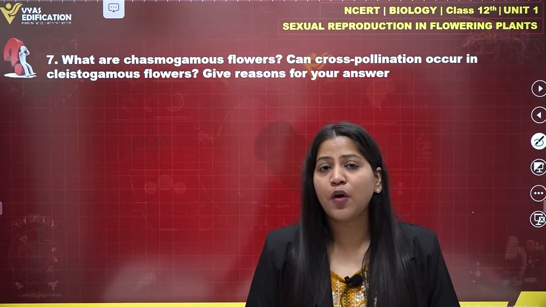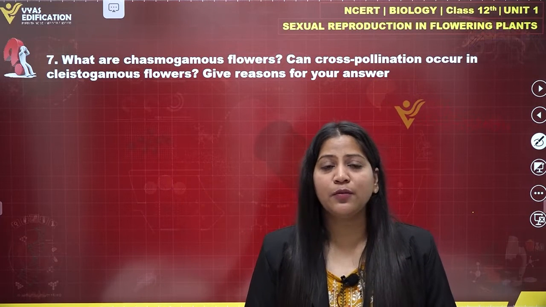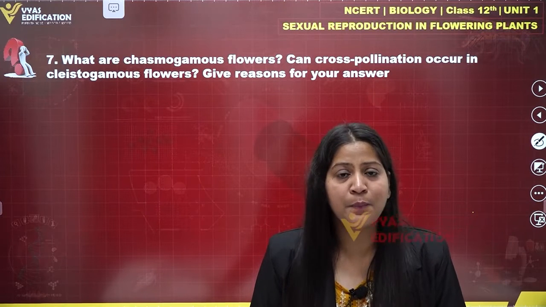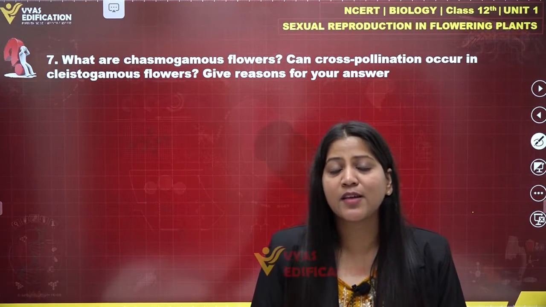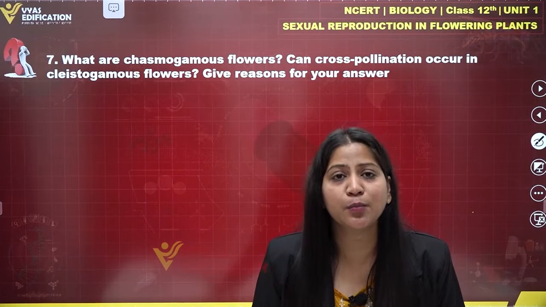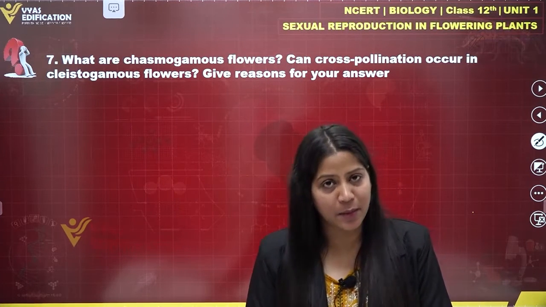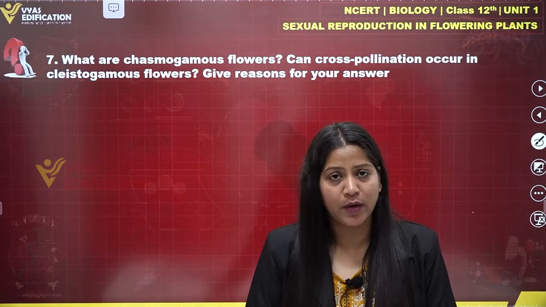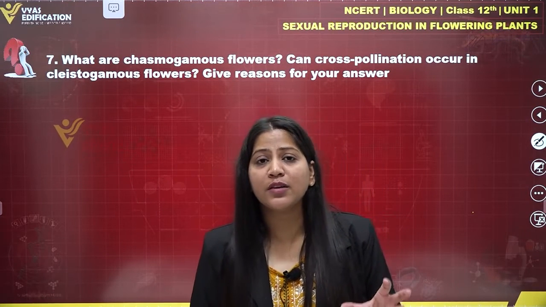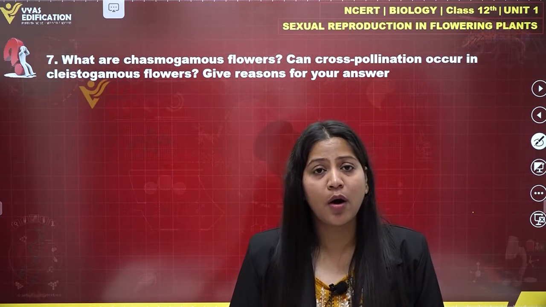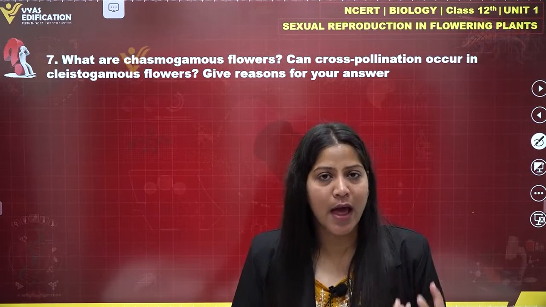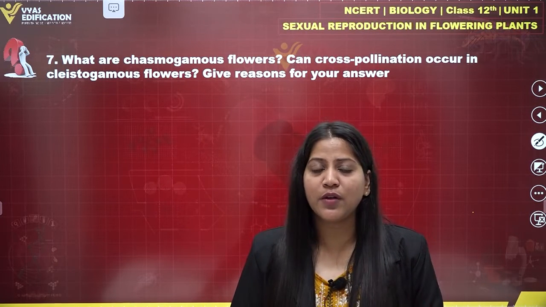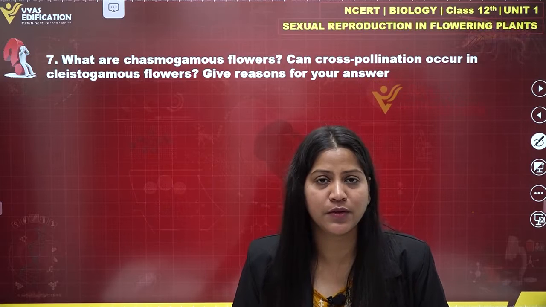First, chasmogamous flowers are the flowers which have exposed anthers as well as exposed stigma in the environment, because they open up at their maturity. So when these flowers become mature, they have exposed anthers and stigmas in the environment. These flowers are known as chasmogamous flowers.